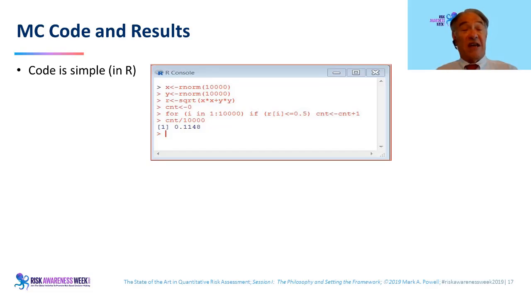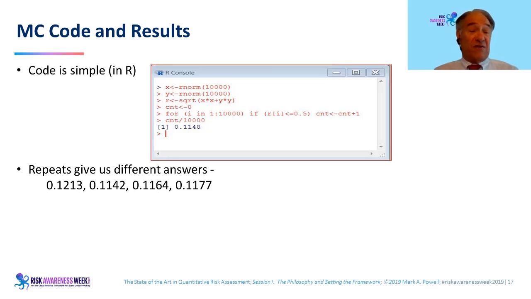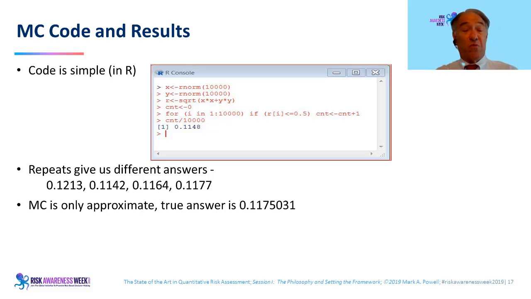What have I got there? 6 lines of code to get an answer. Very, very simple. 2 of those lines are just to get samples. We get 0.1148. Please note that we only got 4 digits in our answer. If we repeat this code multiple times, which I did, I got 4 other answers. They range from a low of 0.1142 up to a max of 0.1213. So they bracket the real answer. Remember, Monte Carlo is only approximate.